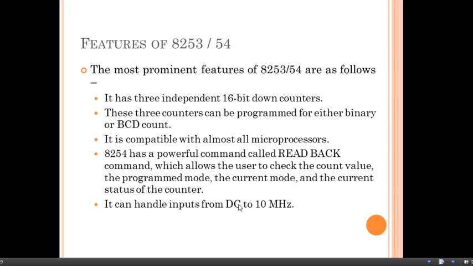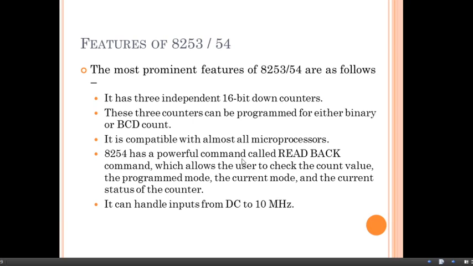Now we'll see the features of 8253 or 8254. Here I have mentioned the maximum features about 8254. So the most prominent features of 8254 are as follows. This 8254 has 3 independent 16-bit down counters. So here in this 8254 we have 3 down counters which are independent of each other and are of 16 bit. These 3 counters can be programmed for either binary or BCD count. It is compatible with almost all the microprocessors.